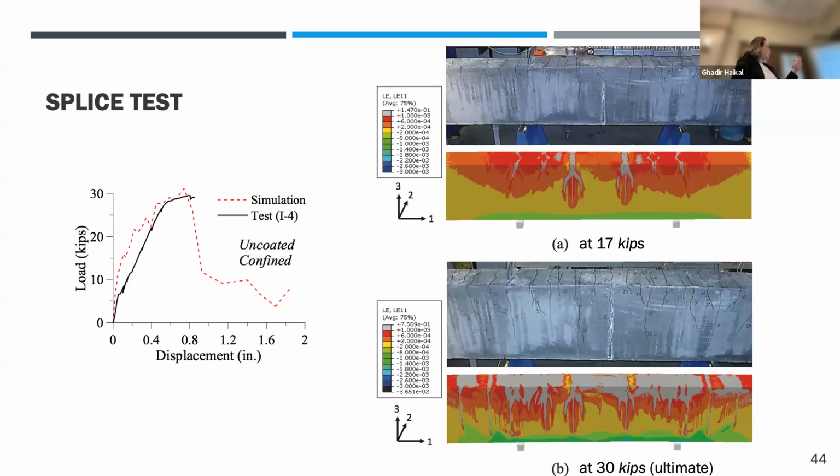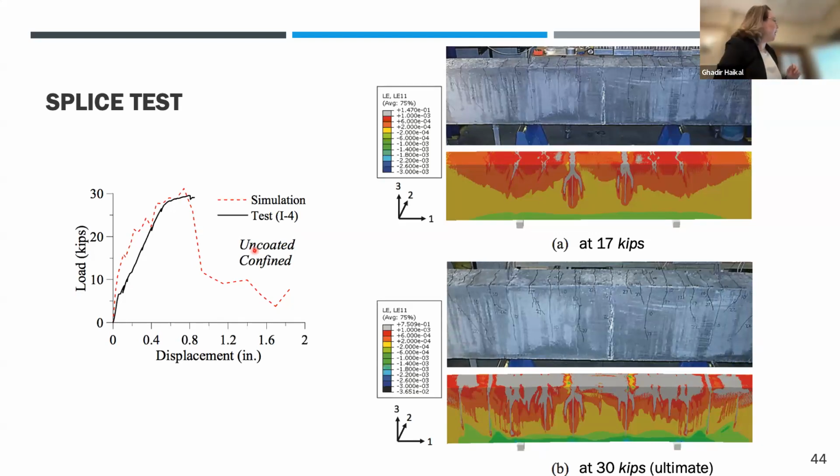So what I'm showing you here on the left is the load displacement curve. The dashed line is the simulation and the solid line is the test. And as you can see, we have pretty good agreement all the way up to almost failure. And on the right, I'm showing you the comparison between the pictures from the test and the actual simulation.